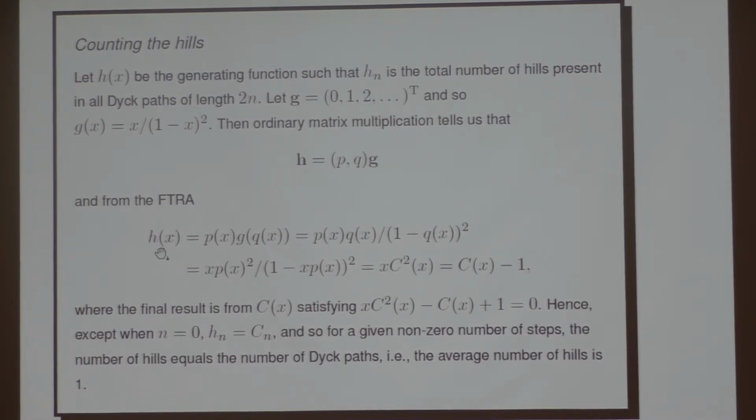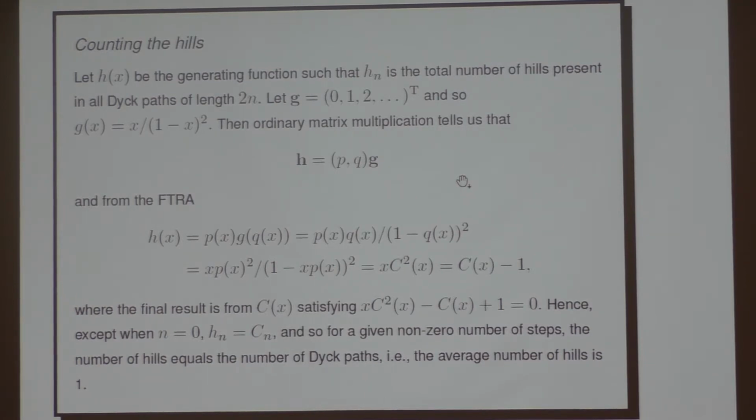So what do we have? Well, the generating function for the number of hills is the same as the generating function for the number of dig paths, except that the coefficient of x to the 0 is wrong, but otherwise the higher coefficients, when n is not 0, this is true. So basically we have that the total number of hills is equal to the total number of dig paths, which is what we're trying to show. So the average number of hills is 1.